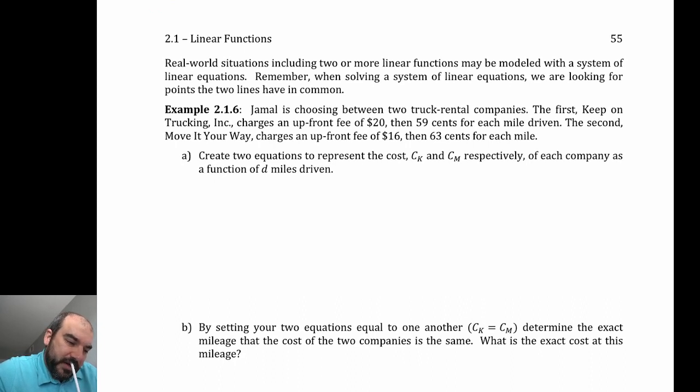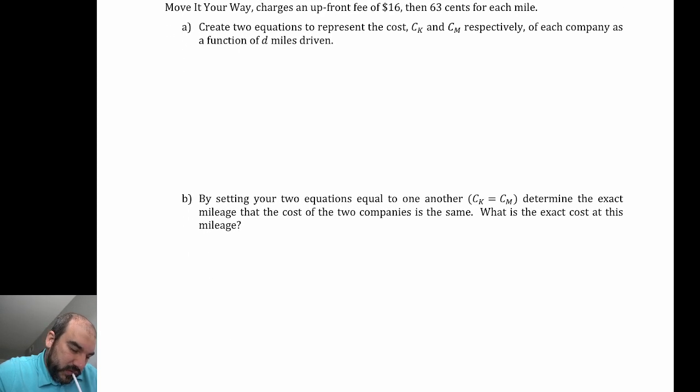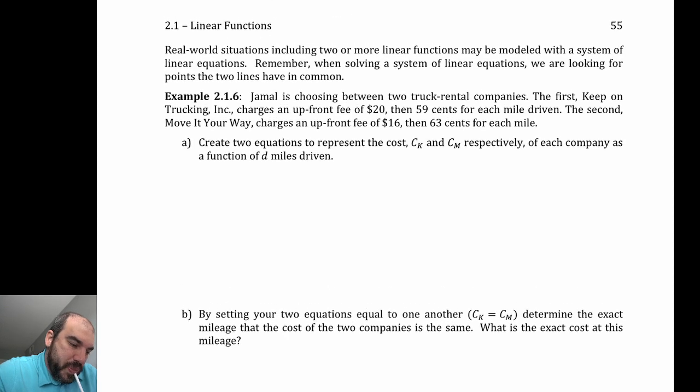Let's see, 2 or more linear functions may be modeled. Remember, when solving a system of linear equations, we are looking for points the 2 lines have in common. Let me get you started on this one as well. So let's read through the question. Jamal is choosing between 2 truck rental companies. That means there's going to be 2 functions that we write to model each, 1 model per truck rental company.